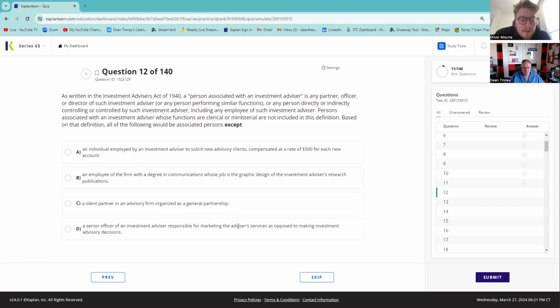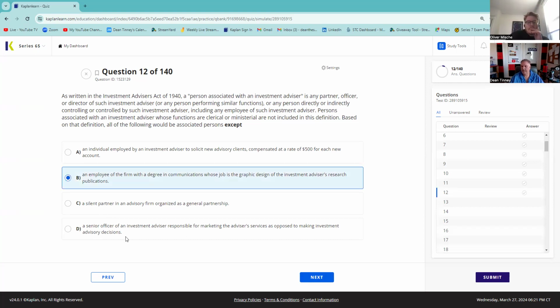He's an officer, so D is also correct. Yep. Silent partner in the advisory firm organized. I think C, so I'm gonna guess it's B. Yeah, good job. You're correct because graphic design is not public contact regarding investments.